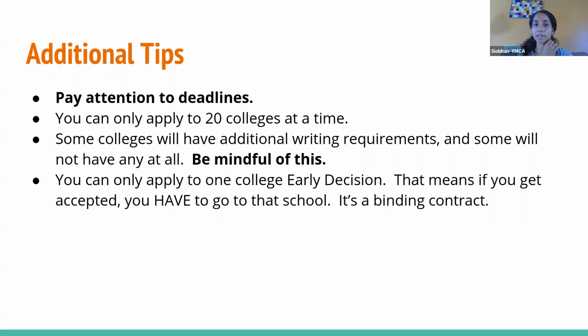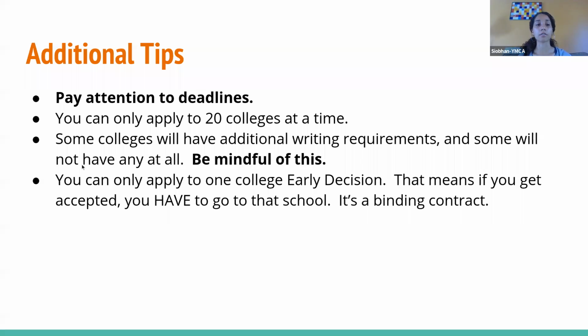You can only apply to 20 colleges at a time with the Common App, which is a lot. So if you want to apply to more than 20, I believe you'd have to submit a second round of applications. Some colleges will have additional writing requirements, some will not have any at all, so that's just something to be mindful of.